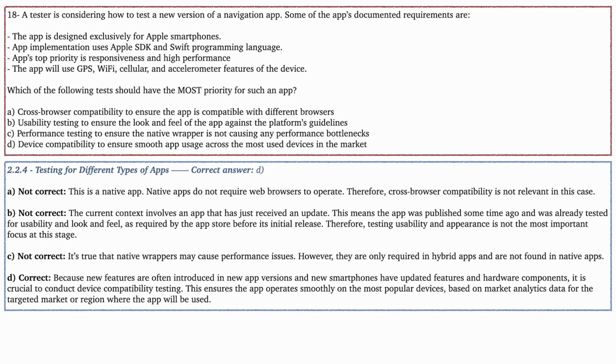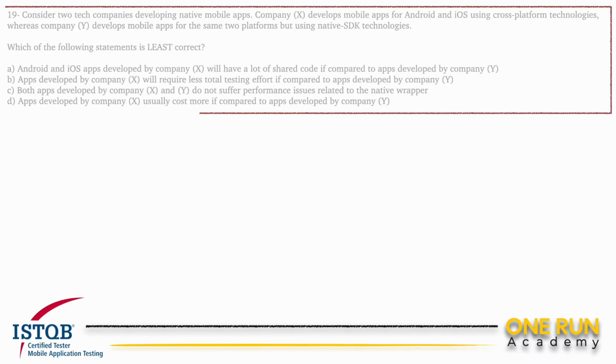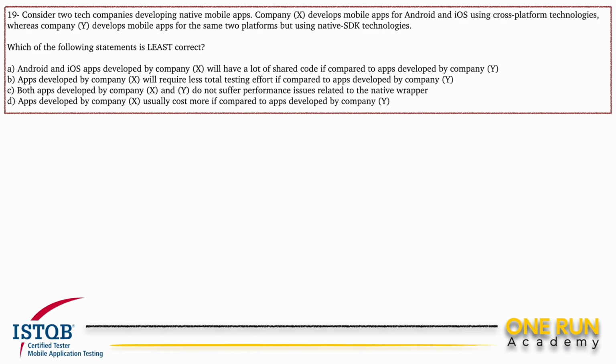Moving next to question 19. And as always, let's start by reading the question and its options together. Consider two tech companies developing native mobile apps. Company X develops mobile apps for Android and iOS using cross-platform technologies, whereas company Y develops mobile apps for the same two platforms but using native SDK technologies. Which of the following statements is least correct?